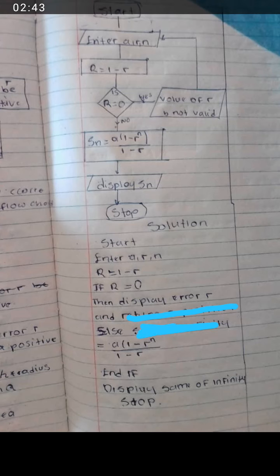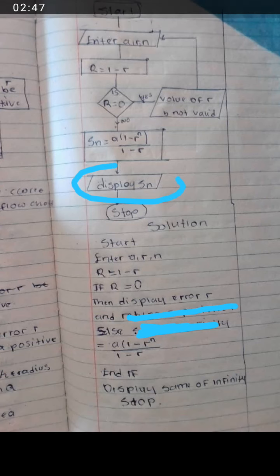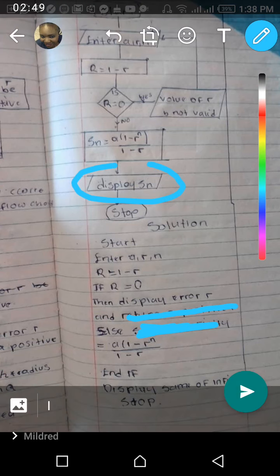Else display sum. This one, display sum. That's what you're supposed to write here. Else display sum. That's what you're supposed to write. Else display sum. So that's all. Okay. Let's see. Else display the sum. Else display the sum. It's a sum, not sum of infinity.